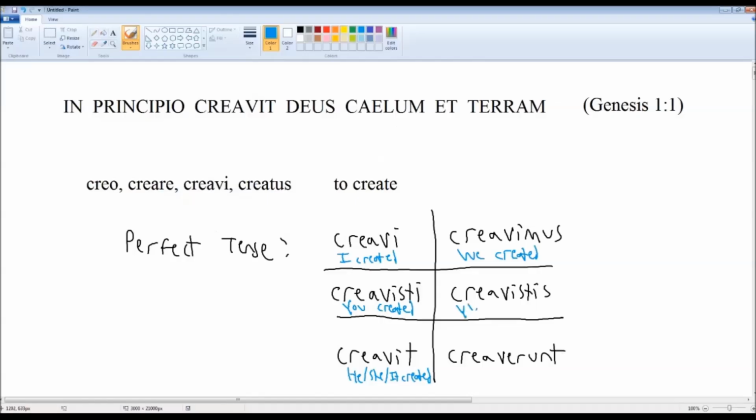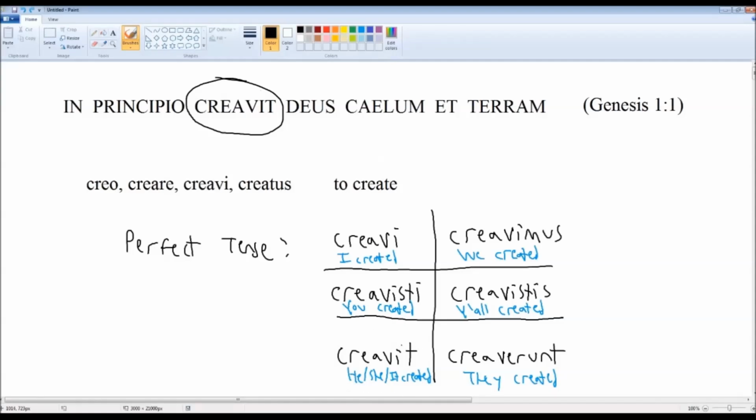Creavistis means y'all created. So this is you, but plural. And creaverunt means they created. Okay. Now, which one do we have here? This one. He, she, it created.